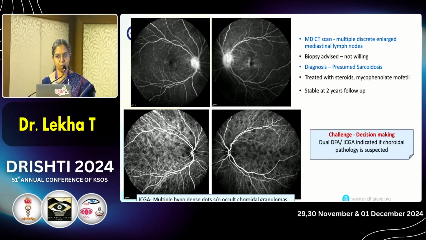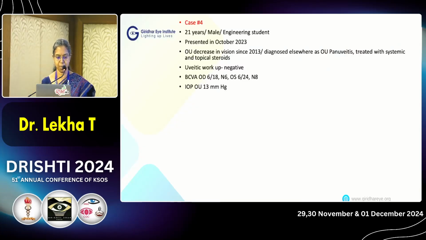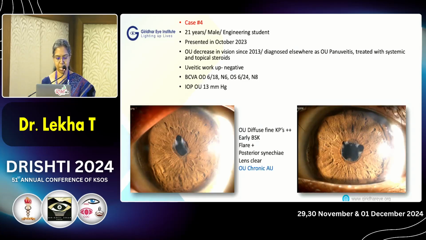So whenever a choroidal pathology is suspected, a DFA alone is not enough. It has to be combined with ICG angiography also. This is a young male doing his engineering. He's been having poor vision for 10 years, undergone multiple treatment. All his uveitic workup was negative. When he came to us, he had chronic anterior uveitis with posterior synechiae and small pupil. Fundus examination was not possible, no view.